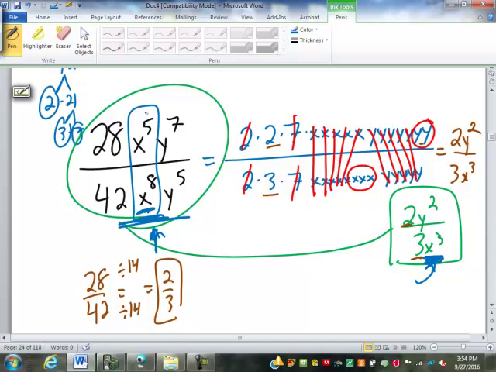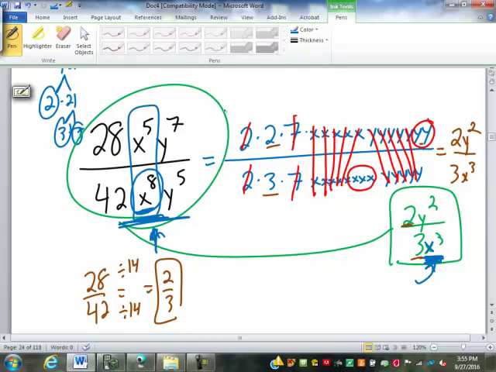So rather than having to do 5 minus 8 and get negative 3 and then say, oh, well, we'll put that on bottom and make it positive, I could just look at this and say, hey, the larger power is on bottom. It's going to end up on bottom in my answer. So then what's the difference between 5 and 8? 3. So it's x to the third, and it's on bottom because the bigger power was on bottom.